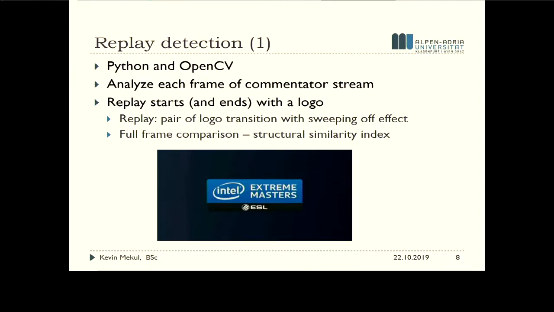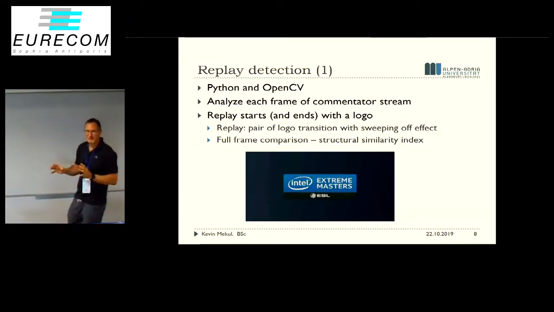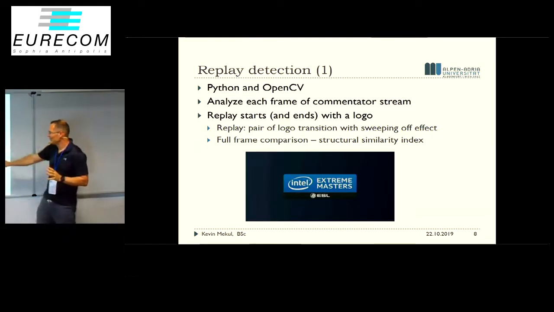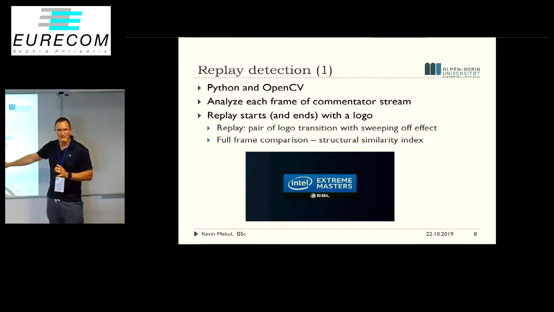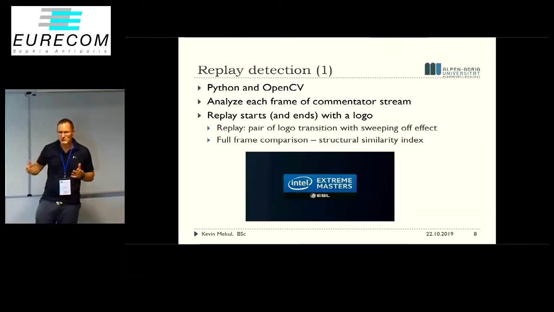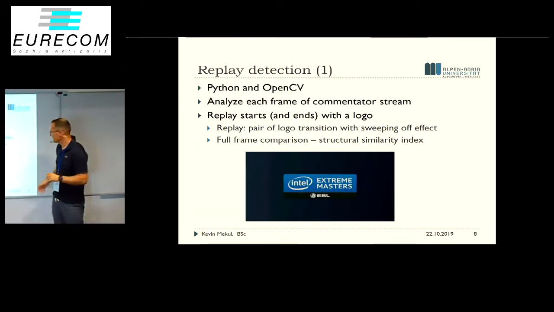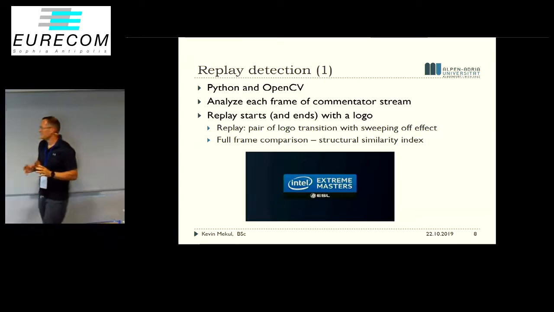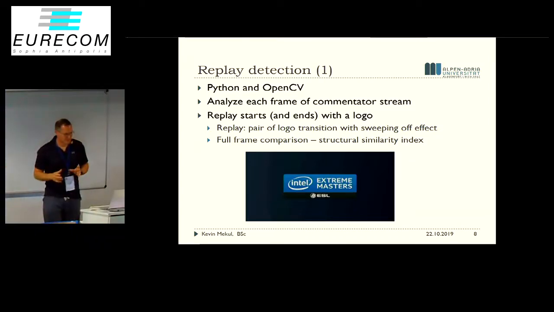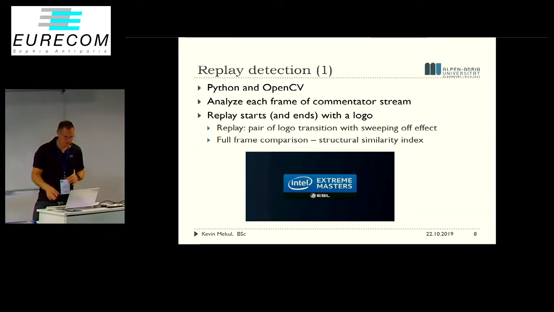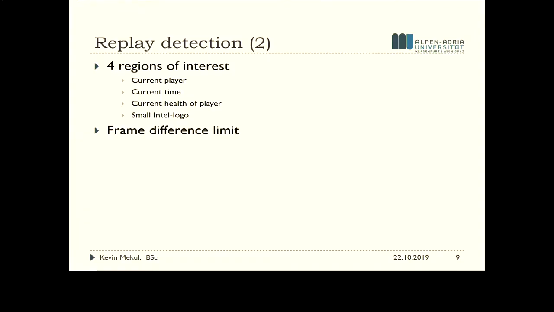So as you have seen, the hotspot in the videos is the logo. As soon as one of these logos arrives, then you're quite sure that there will be some replay. So the idea was to find pairs of logo transitions with this sweeping on-off effect. And he used full frame comparisons with a structural similarity index, built in OpenCV. Other groups did basically the same, so that's not the interesting thing.